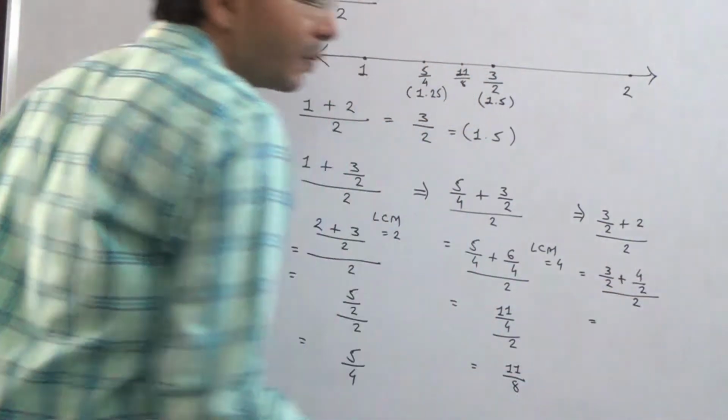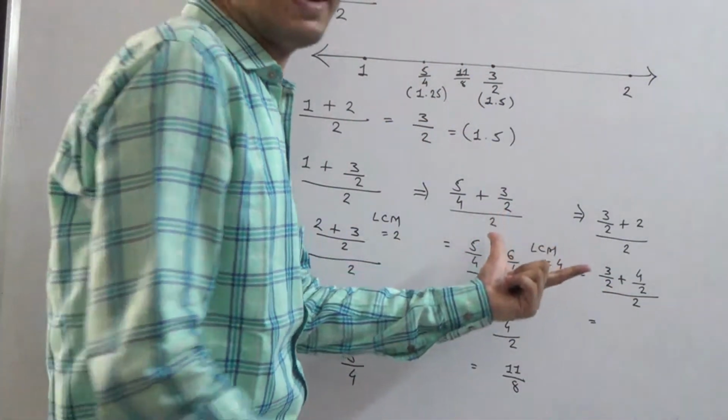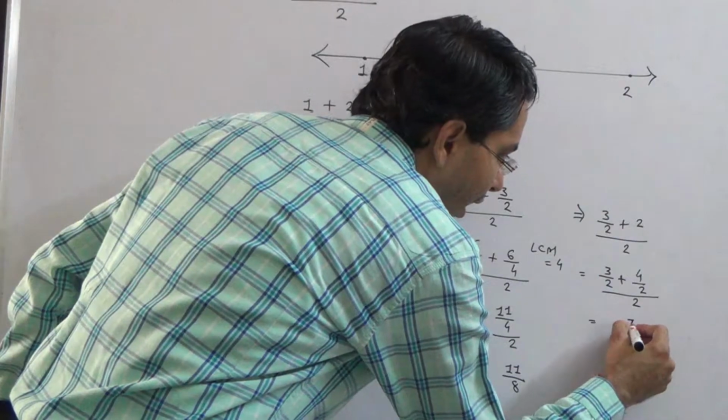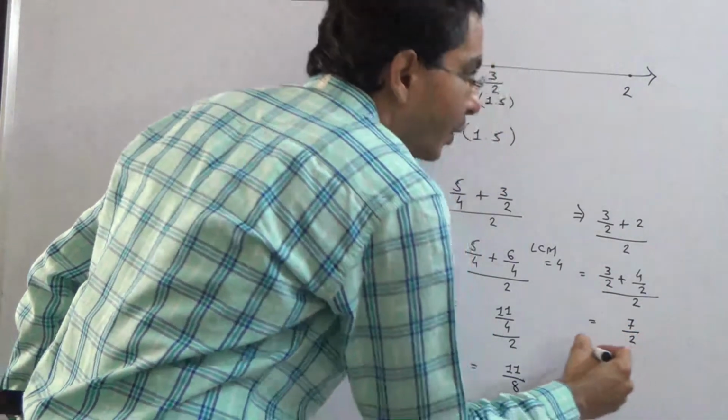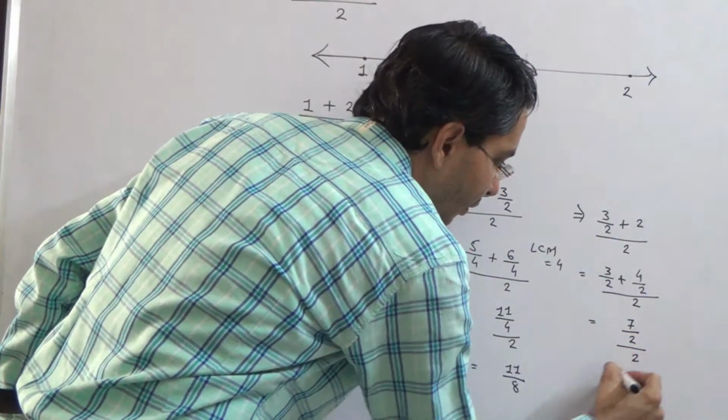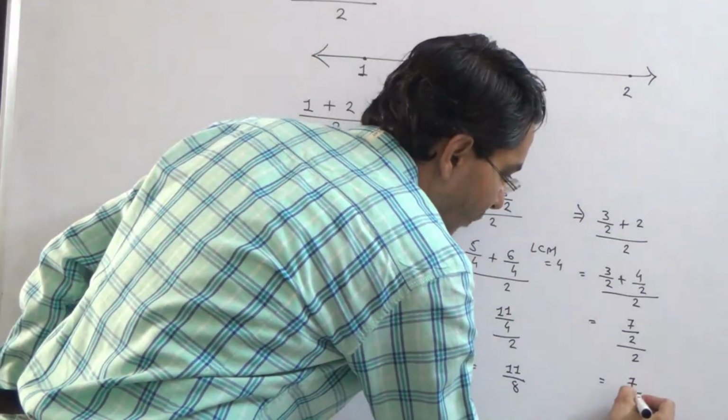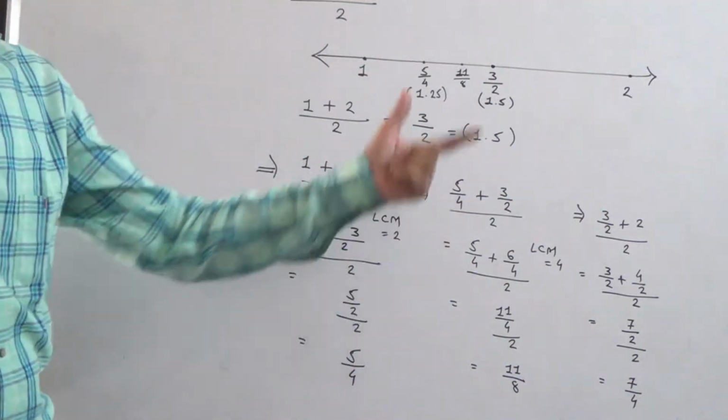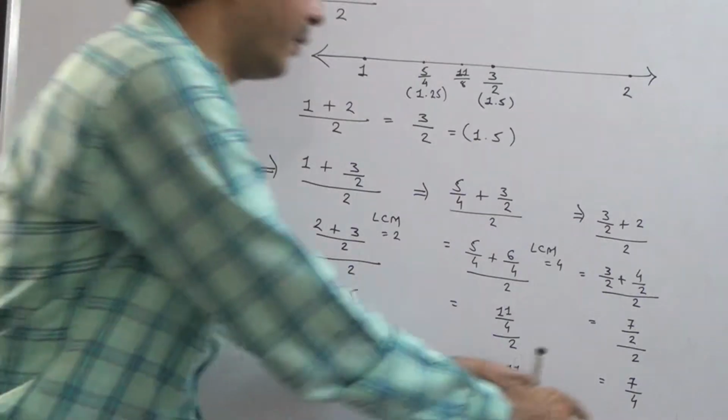So 3 plus 4 is what? 3 plus 4 is 7. So 7 upon 2 divided by 2 means what? 7 upon 4. Okay, so 7 upon 4.